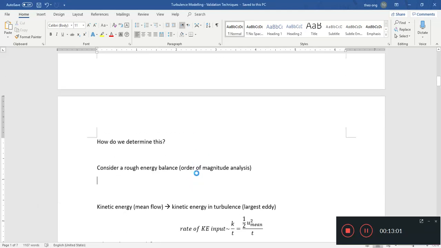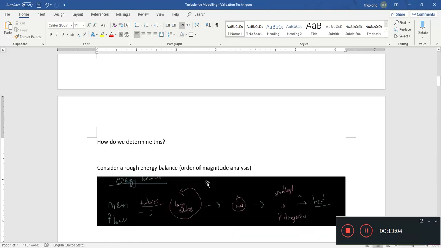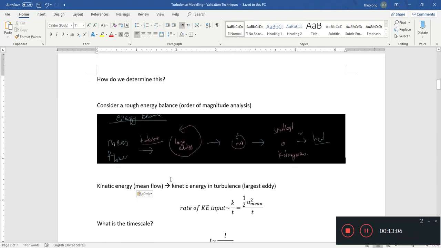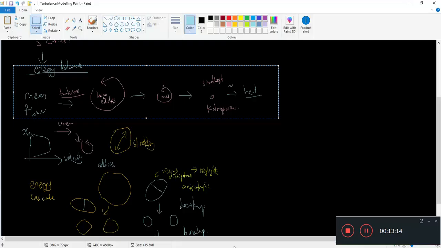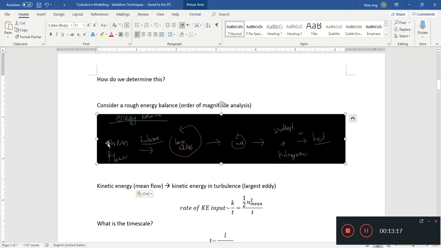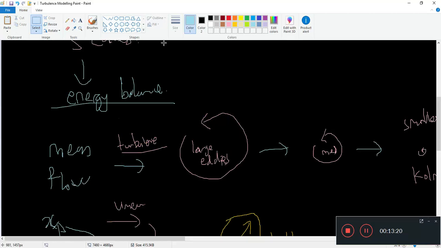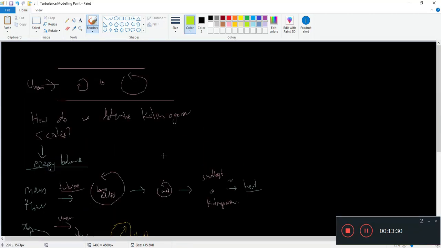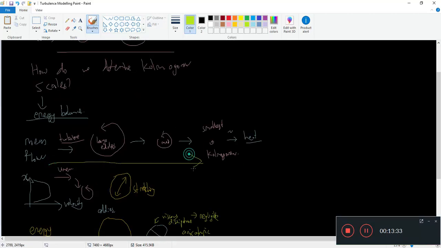Okay, so consider a rough energy balance of sorts. What is the rate at which our mean flow feeds its energy into the large scale eddies? We do a scale analysis here. We have the energy from the mean flow going into the large eddies, and we see it cascade down all the way into heat, which is the whole thing about friction. That's how it works.